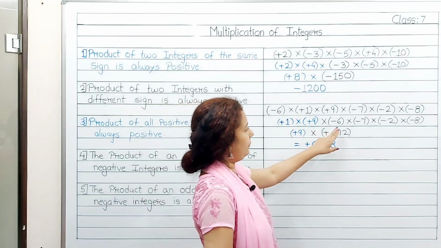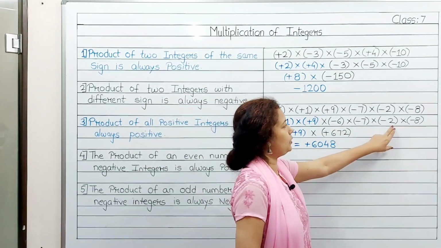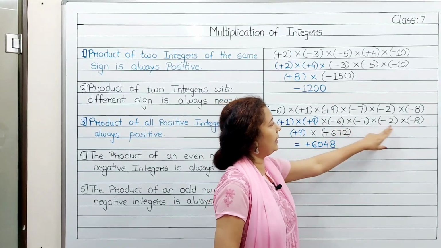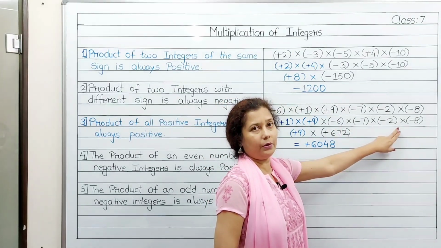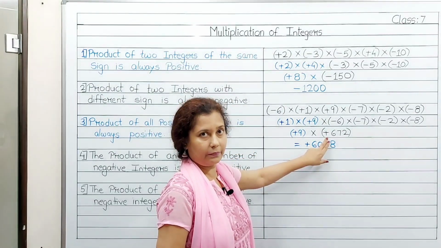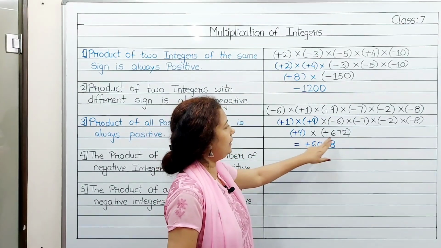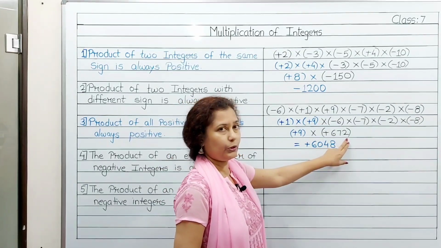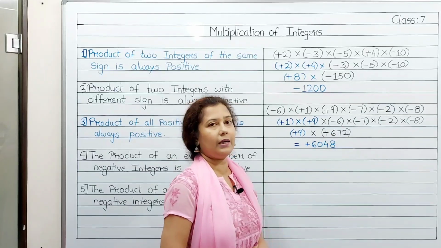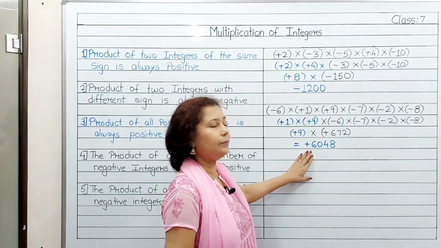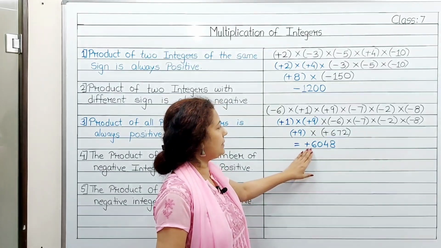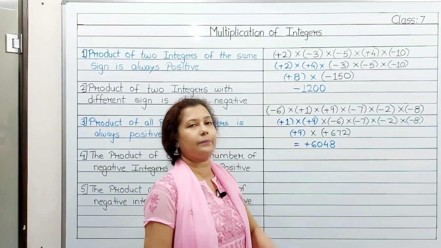So here when we multiply 6 into 7 into 2 into 8, we get 672. And there are 4, that is an even number of integers. So the final product will be positive. When we multiply 9 and 672, we get 6048. Both the integers are now positive, so the final product will be positive. So the final answer will be plus 6048.